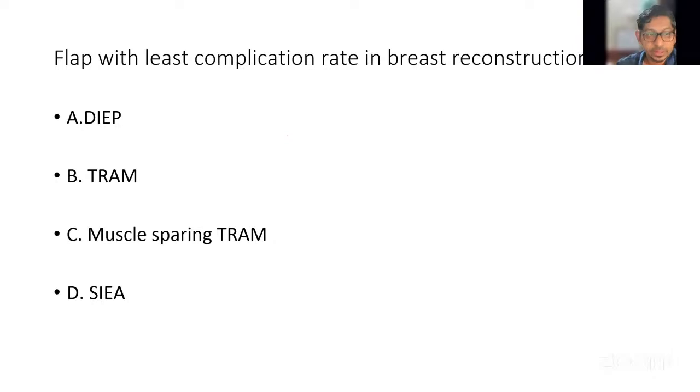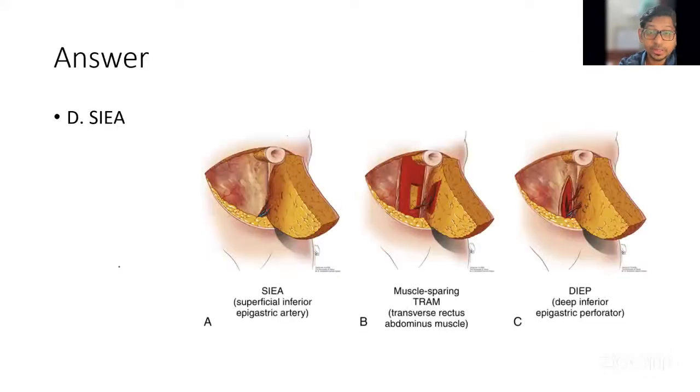Okay. Now let's look at this question. Flap with the least complication rate in breast reconstruction. Now let's look at the options that are given here. Again, there may be some overlap with what other people may have discussed. So you have a deep inferior epigastric perforator flap, a TRAM flap, a muscle sparing TRAM flap, or a superficial inferior epigastric artery perforator. So remember, the answer here is a superficial inferior epigastric artery perforator.